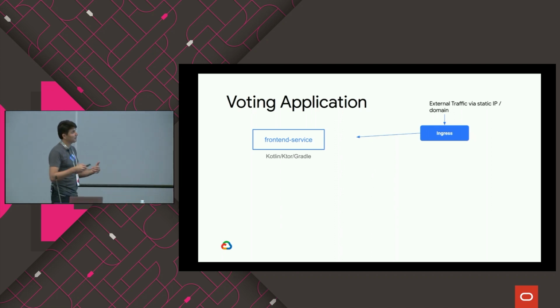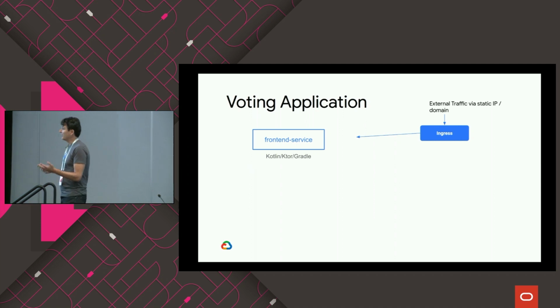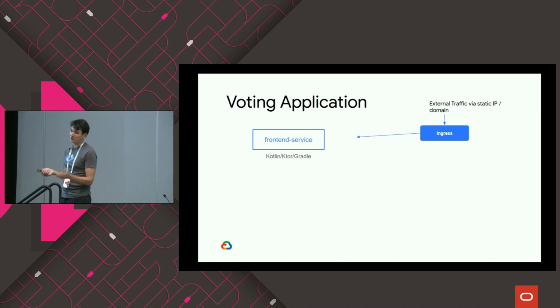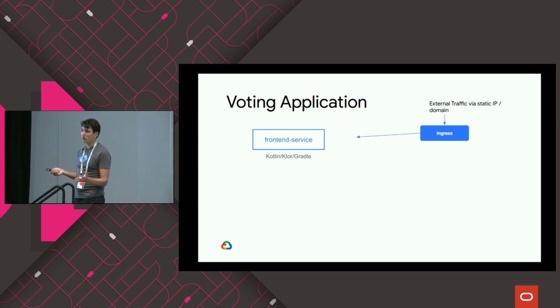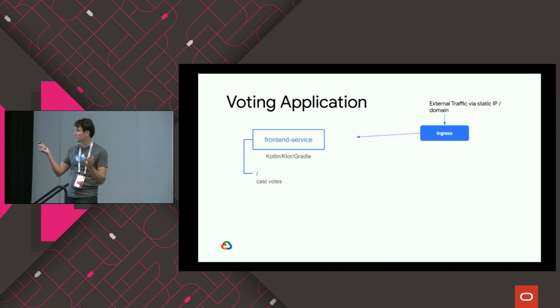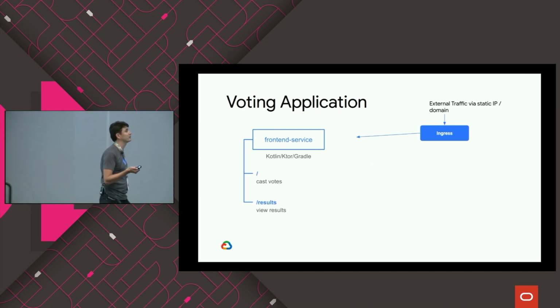So the traffic will come via IP and domain name into an ingress, which is a Kubernetes thing to route your traffic into a cluster. And the first thing is the front-end service. So that guy who switched to Kotlin decided to use Kotlin. Ktor is a server-side framework. Gradle is building this project. So the front-end service will serve the root web page where people will cast their votes. And it will also serve results, a static resource where you can see results.